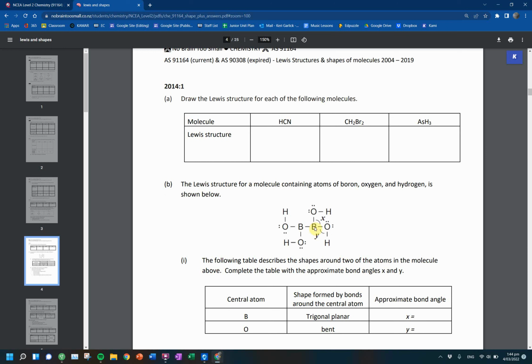So for this one, the central atom is the boron, and there's 1, 2, 3 regions. They say that the bond angle of X is what you're thinking about, and the shape at this section of the molecule would be trigonal planar. In this section, with the oxygen as your central atom, it has 1, 2, 3, 4 regions of electron density, so the Y is going to be 109.5. And the shape in this section of the molecule is bent. So they like to do that sometimes.